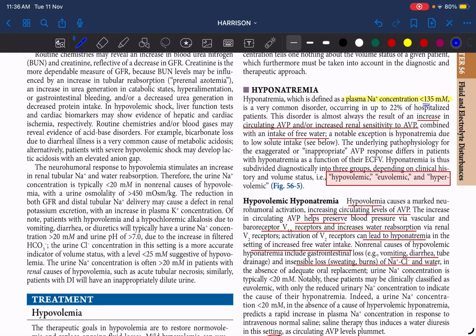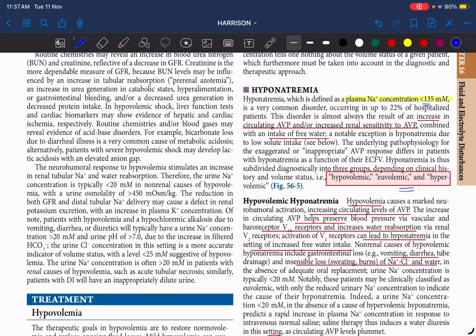Remember, it is a very common disorder which occurs mainly in hospitalized patients. The reason for this hyponatremia is increased arginine vasopressin, so-called AVP, or increased renal sensitivity to AVP, along with increased intake of free water. These are the possible mechanisms behind hyponatremia, which we will be discussing in detail. Hyponatremia can be broadly classified into hypovolemic, euvolemic, and hypervolemic hyponatremia.